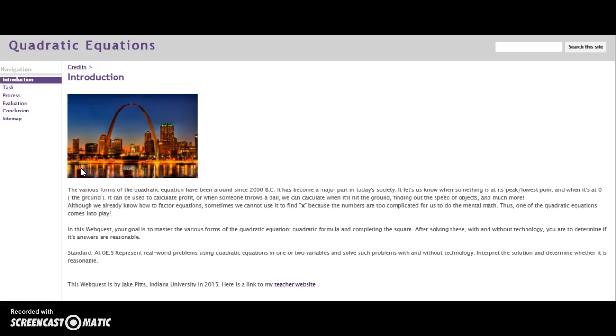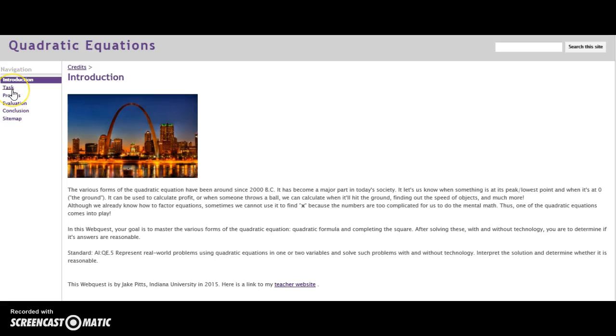And this specific web quest is designed for quadratic equations, and it's to cover standard algebra. Quadratic equations point 5: represent real-world problems using quadratic equations in one or two variables and solve such problems with and without technology. Interpret the solution and determine whether it is reasonable.